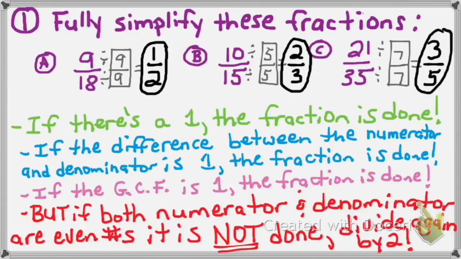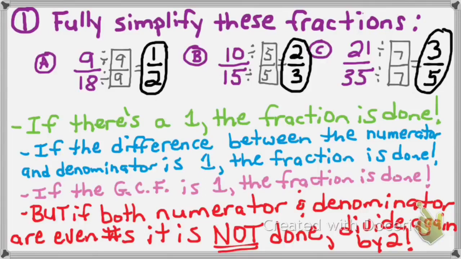Let's take a look at the blue example. If the difference between the numerator and denominator is 1, the fraction is done. And letter B is a perfect example of this. It's kind of like counting order, right? In letter B, my reduced fraction is 2/3. I count 2, 3. There's a difference of 1 between them. So that fraction is done.